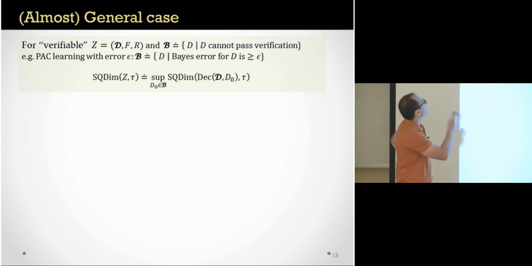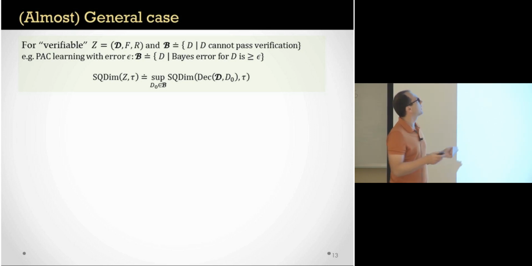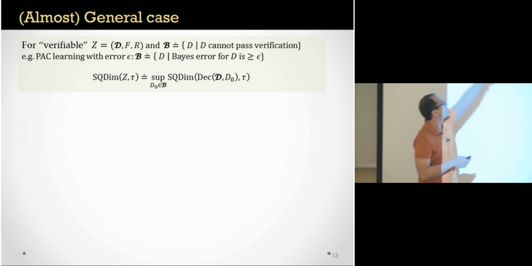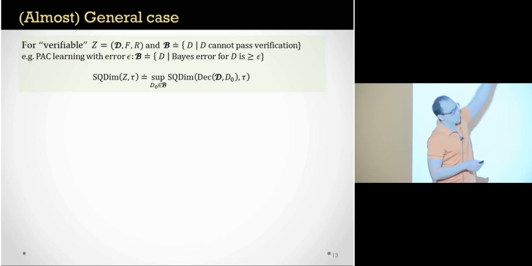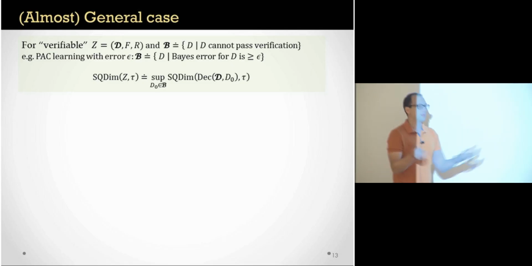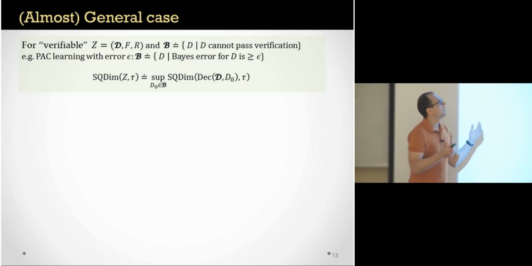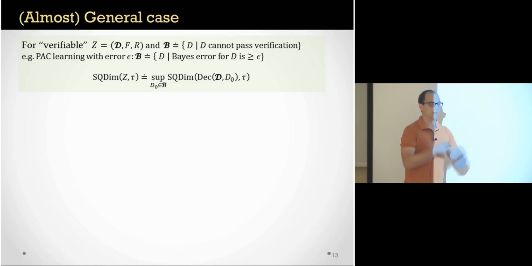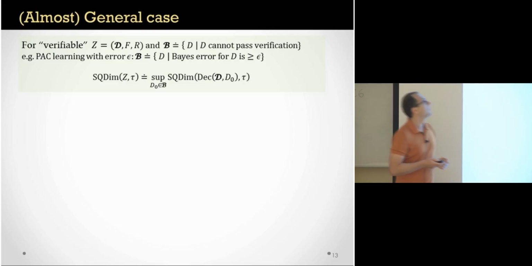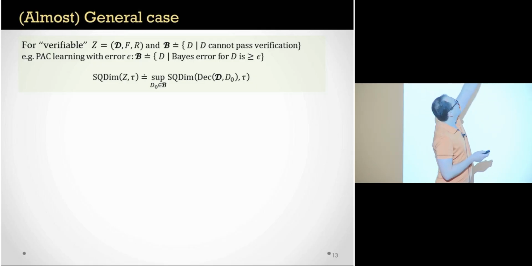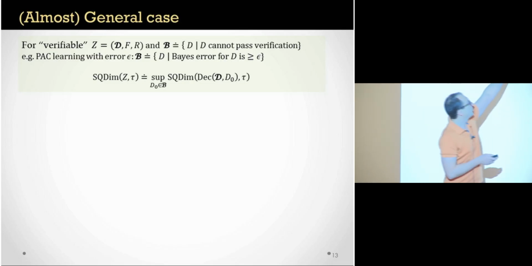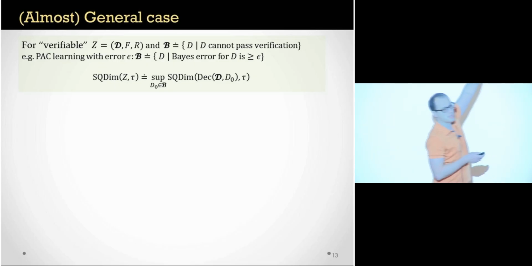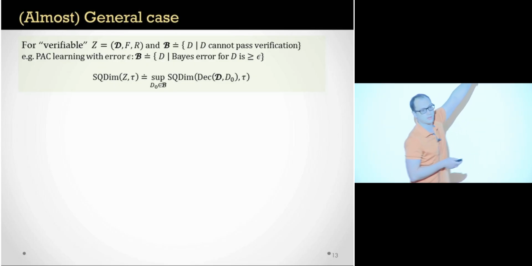And now, for example, if your problem is PAC learning, then the set of these bad distributions when PAC learning with error epsilon will be all distributions over examples such that the Bayes error of this distribution is at least epsilon. So it's not possible to predict it with accuracy better than epsilon. And now, given this definition of this set, we'll define the notion of the dimension to be the maximum over the choice of reference distribution from the set of bad distributions of the problem of distinguishing between the bad distribution and all the other distributions.